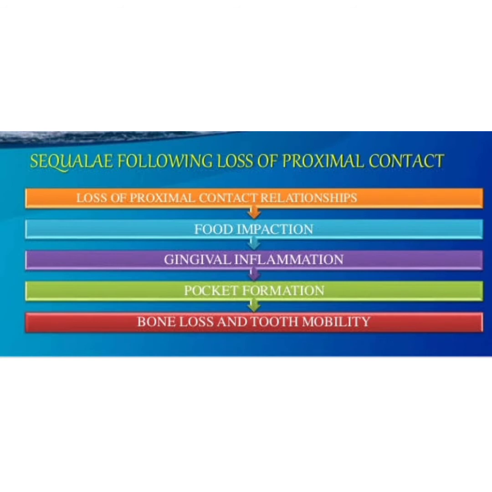Sequelae following loss of proximal contact. That is what happens if no tight contact is present in between the teeth. The impacted food causes gingival inflammation. If that is not corrected in time, that causes periodontal pocket formation by destroying junctional epithelium. Collected microorganisms, their byproducts, inflammatory products cause more destruction of tissue and bone. The resorption of bone increases and that causes tooth loss.